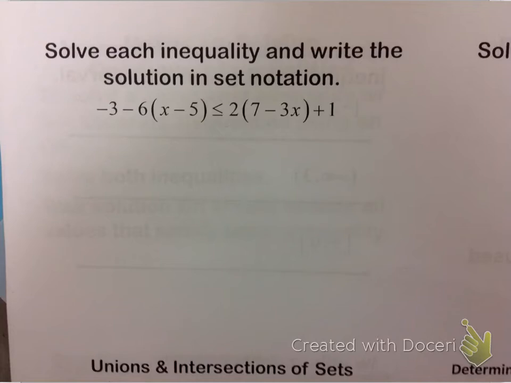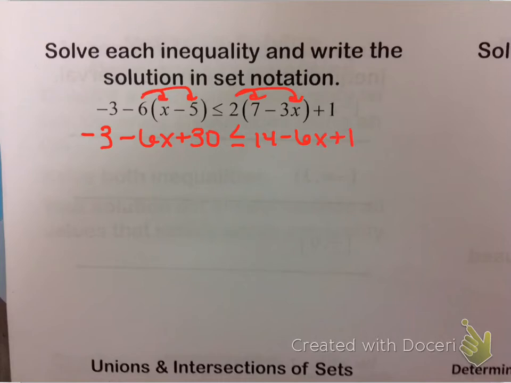Okay, hopefully you paused it and you took a minute to solve it. And so I'm going to follow my SAM steps. So as I begin simplifying, I distribute that negative 6 through here, and I get minus 6x plus 30. And then this side I do need to simplify this time. So I distribute the 2 through there, and I get 14 minus 6x.